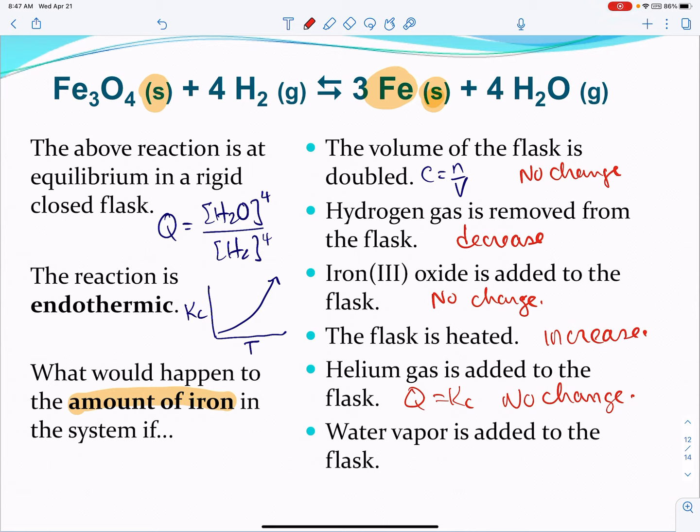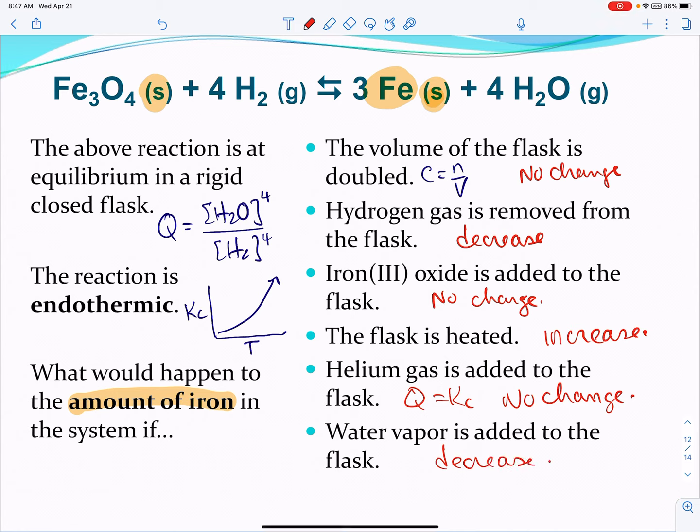And the last example, if we add water vapor to the flask. Well, water is in the expression for Q. It's on the top. It's in the numerator. So if you add water, you're going to increase water's concentration. Since it's on the top, that causes Q to increase. Kc is unaffected because temperature didn't change. So Q is now bigger than Kc, and that causes a reverse shift. A reverse shift means the iron will decrease.